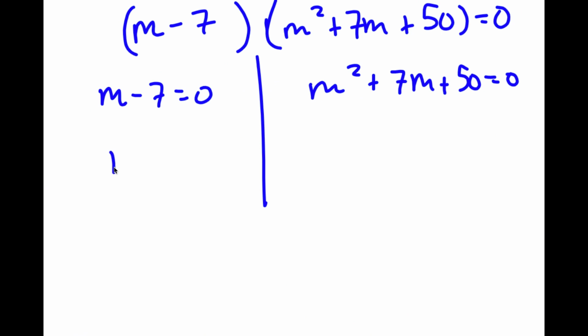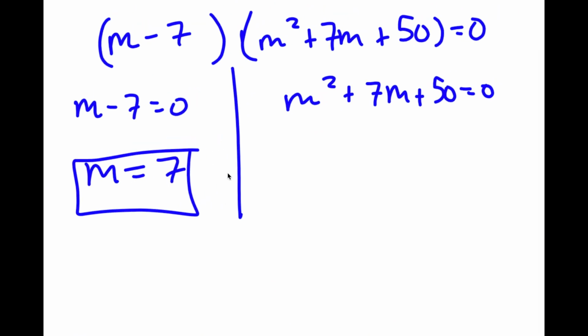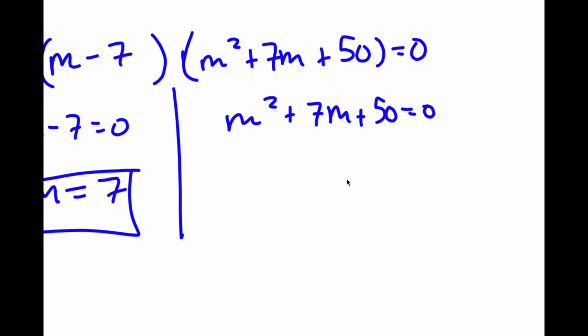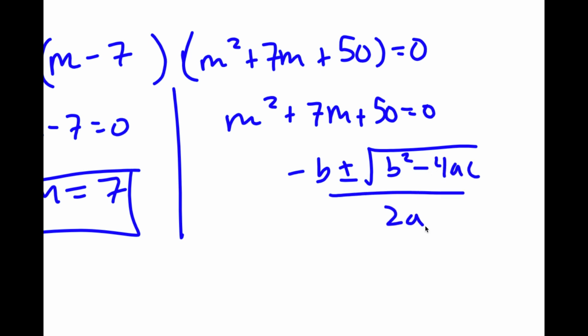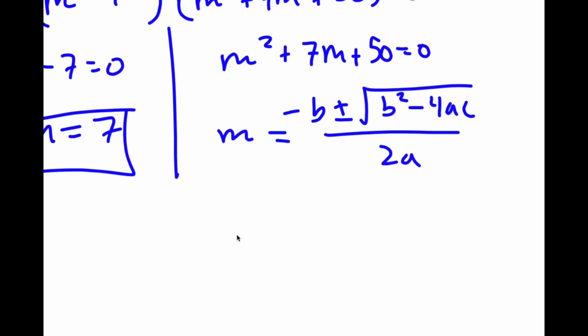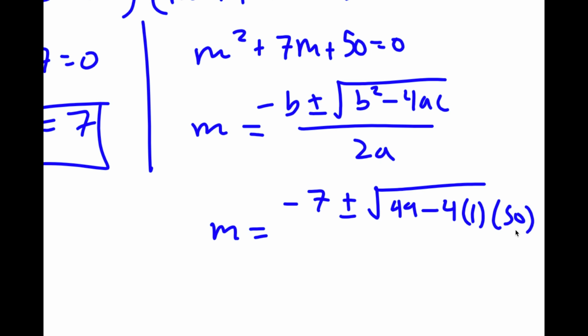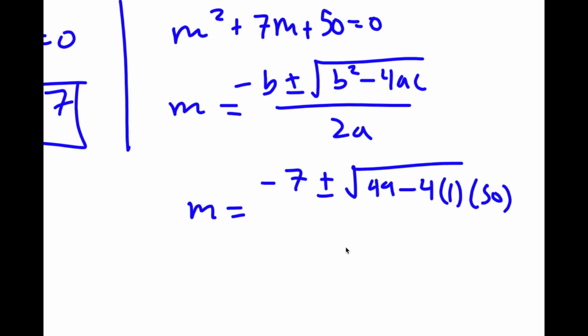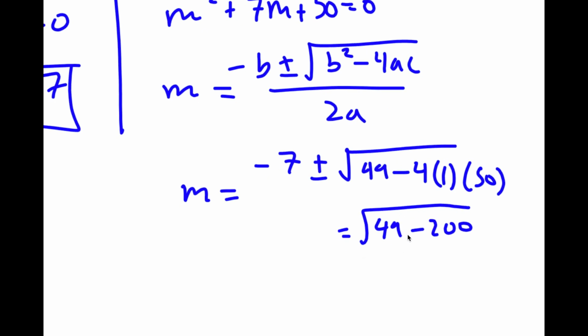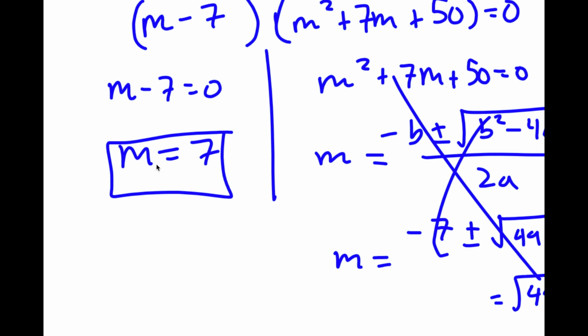So m minus 7 equals 0. This is the same thing as m equals 7, so this is already one solution of m. And m squared plus 7m plus 50, you have to use the quadratic formula, which is negative b plus or minus the square root of b squared minus 4ac all over 2a. So this is the same thing as negative 7 plus or minus the square root of 7 squared, which is 49, minus 4 times a, which is 1, times c, which is 50. And if you notice, this is the same thing as the square root of 49 minus 200, which is going to be a negative number, meaning this won't work, and my only solution is m equals 7.